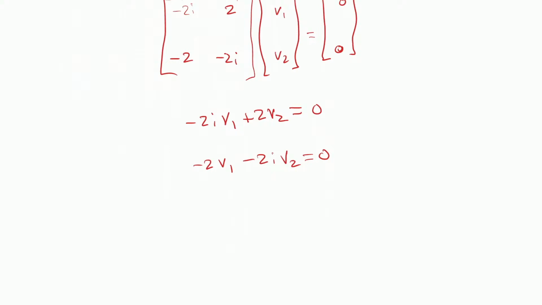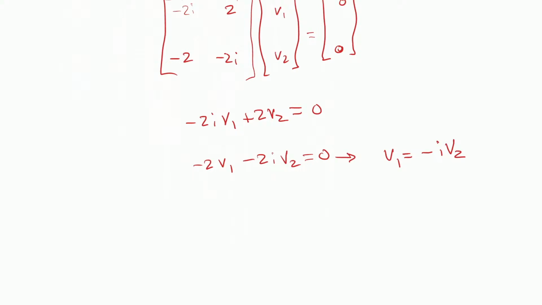Almost done now. So pick one of them. I don't care which one. Let's do this one, and you get v1 is equal to -i times v2. So just solve one of those. They're both going to come up. You'll have similar solutions. They may not look identical, but it'll be similar enough.